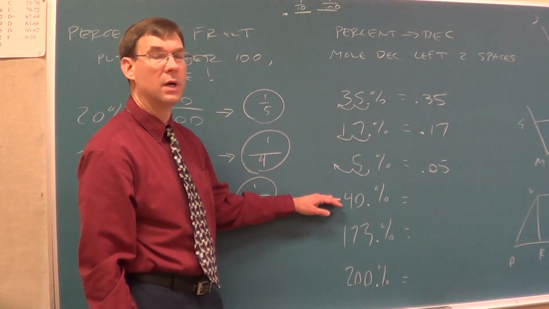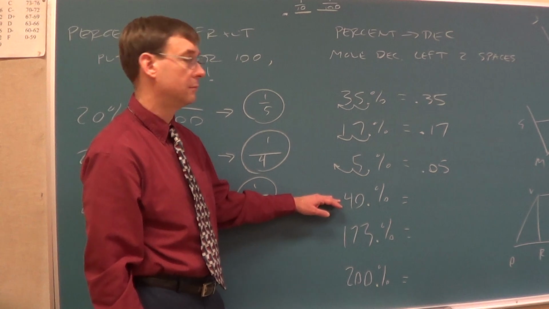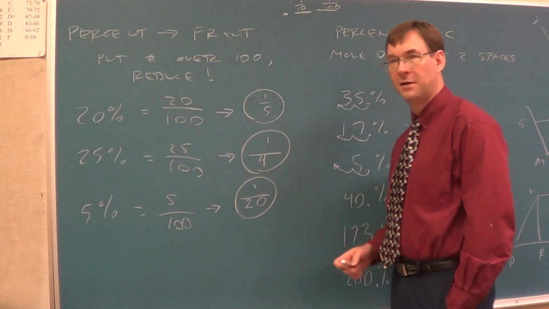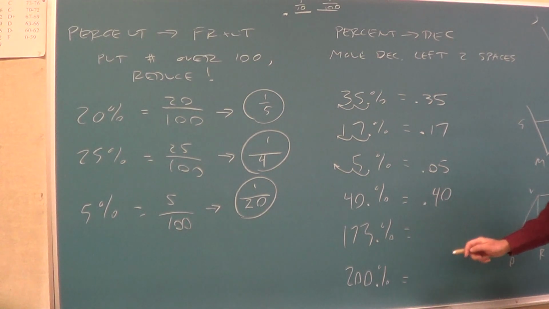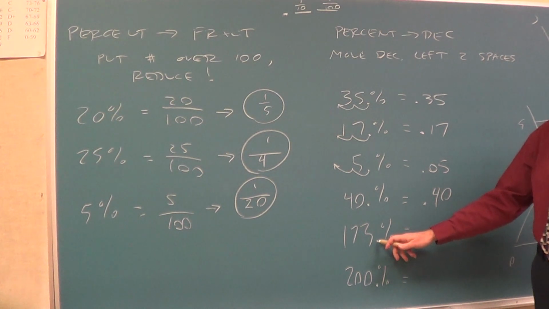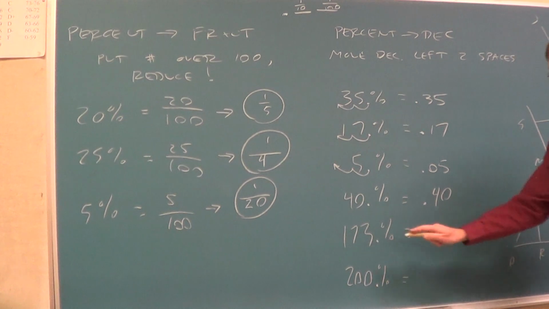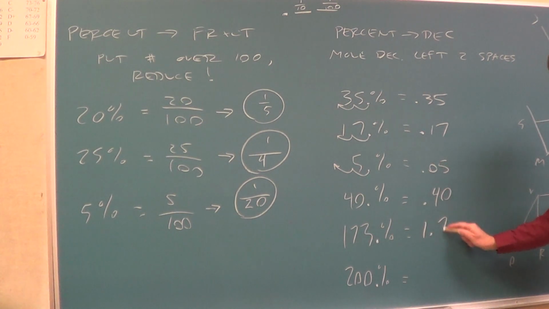Somebody for the 40. Let's pick on you. You've been quietish today. 0.40. Let's pick on you. You've been quiet too. What do you think? 1.17. No, remember we're going to move it 2 spaces. Just take this decimal that's at the end, go 2 spaces. 1.73 is a win.